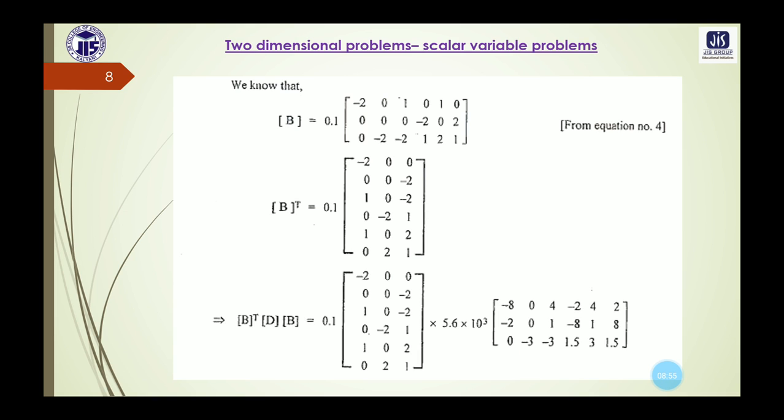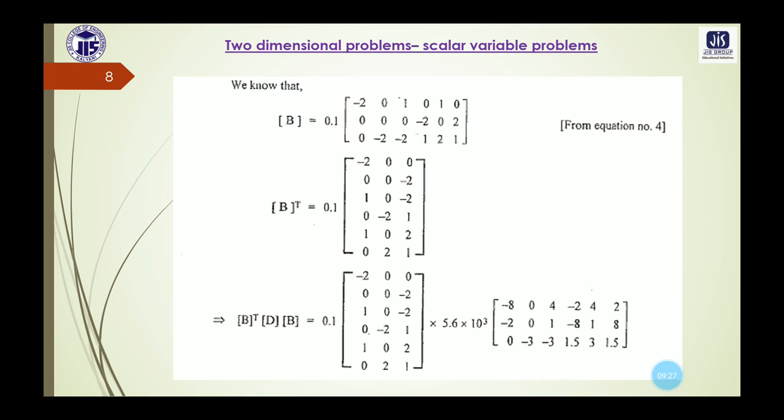Next we need to perform the transpose of the B matrix. So let us first write the value of the B matrix here from equation number 4. After that we need to perform the transpose of this B matrix. Earlier it was a 3 by 6 matrix multiplied by 0.1. Now it is a 6 by 3 matrix multiplied by 0.1, with the interchange of rows and columns.